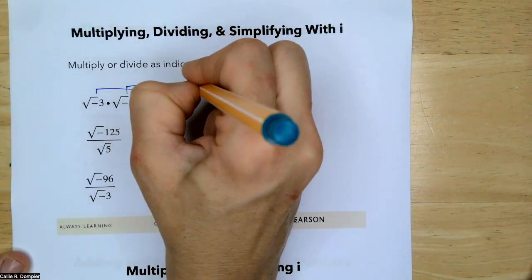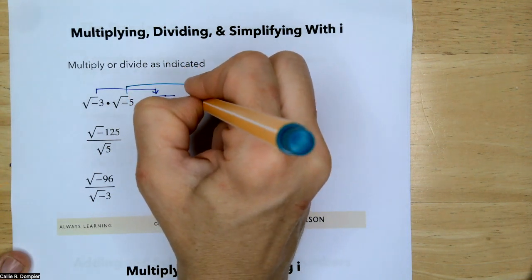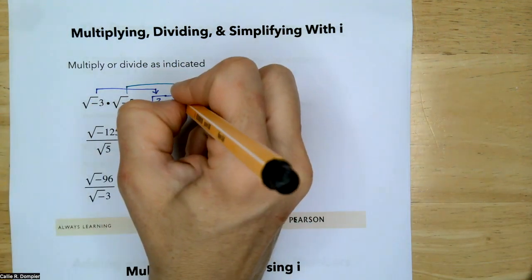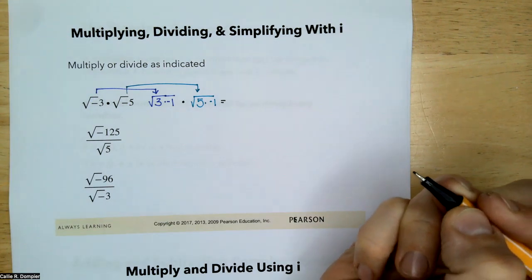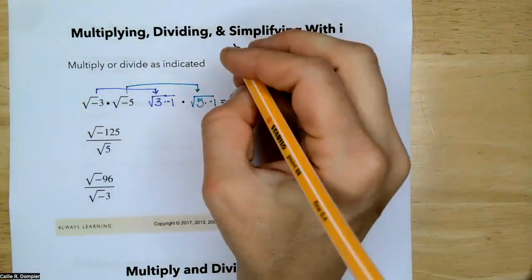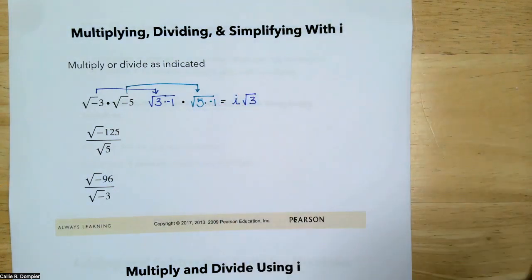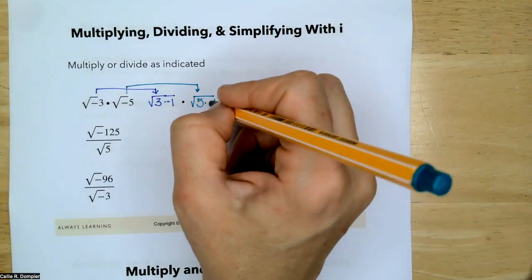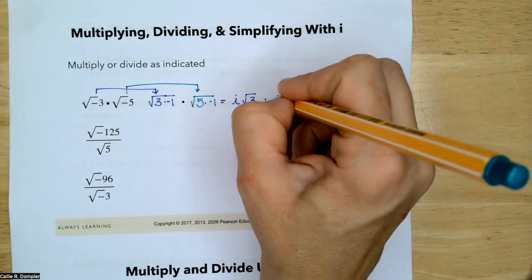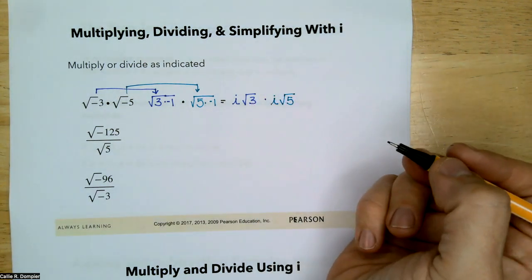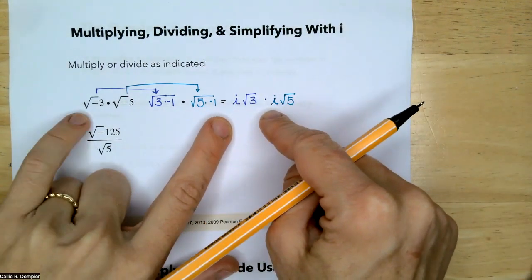Negative 5 becomes 5 times negative 1. We're going to deal with the imaginary units, okay? So the square root of 3 times the square root of negative 1 becomes I square root of 3, times the square root of 5 times negative 1, which becomes I square root of 5. Okay? Now I have dealt with the imaginary term.